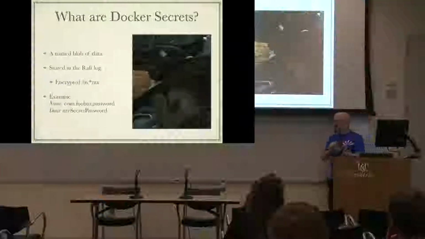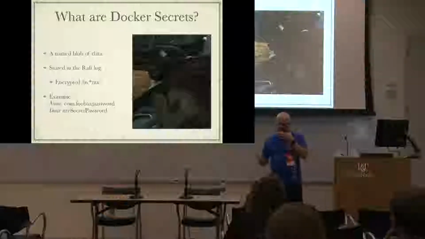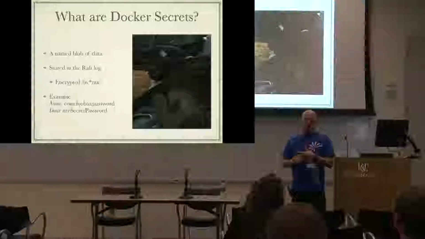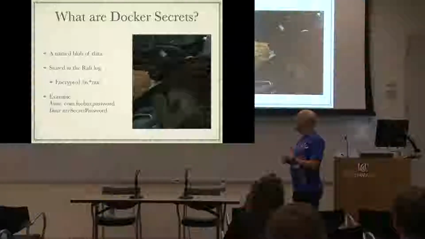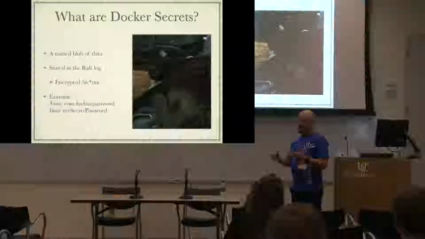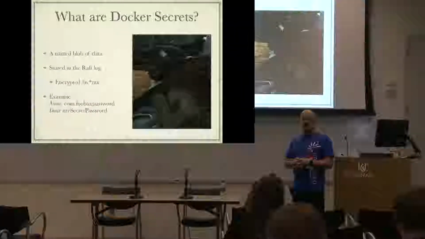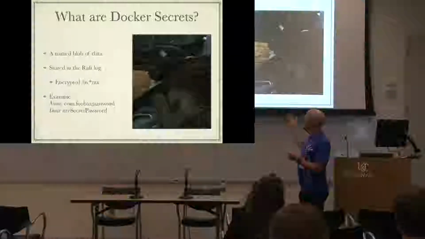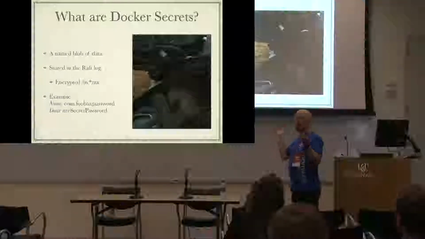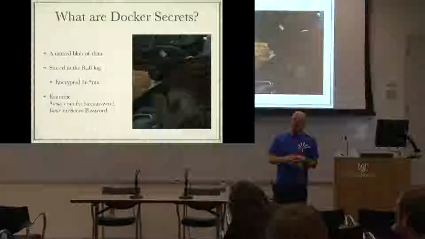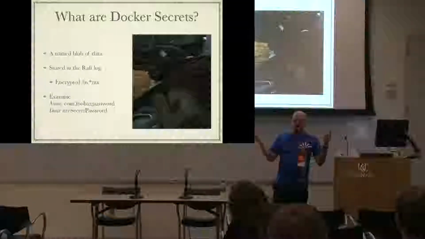Okay, so that raises the question, of course, what's a secret? A secret is a named blob of data. It's stored in what's called the raft log, which is the logging system that the Docker machine uses. I have not actually yet looked into the technical details of the raft log myself beyond knowing that it's encrypted, which is the part that I cared about at the time. So for example, you could have a secret named com.foobar.password, and the content of the secret is my secret password, right? There's nothing technically complex about the secrets themselves. They have a name and a value.